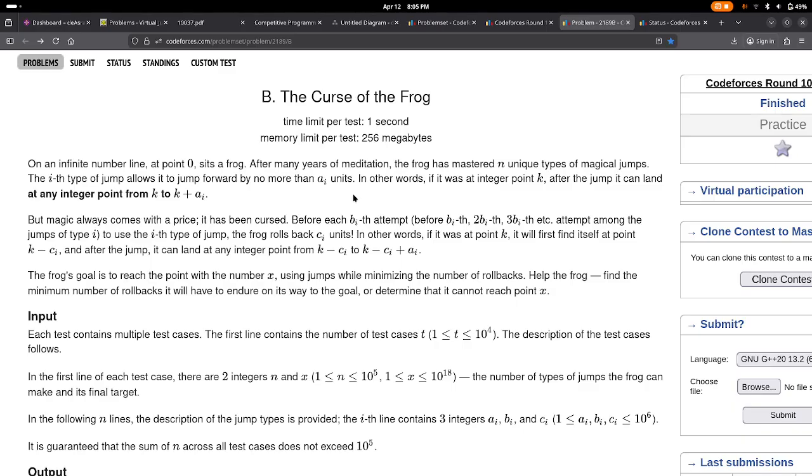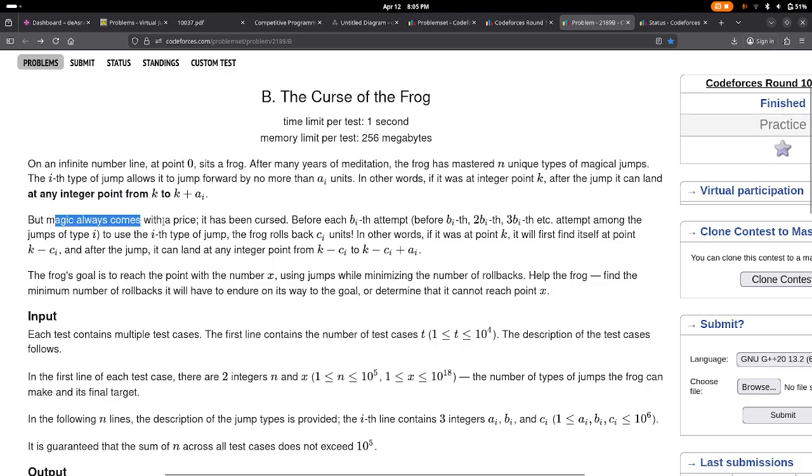On an infinite number line at point 0 sits a frog. After many years of meditation, the frog has mastered n types of magical jumps. The ith type of jump allows it to jump forward by no more than ai units. In other words, if it was at integer point k, after the jump, it can land at any integer point from k to k plus ai.